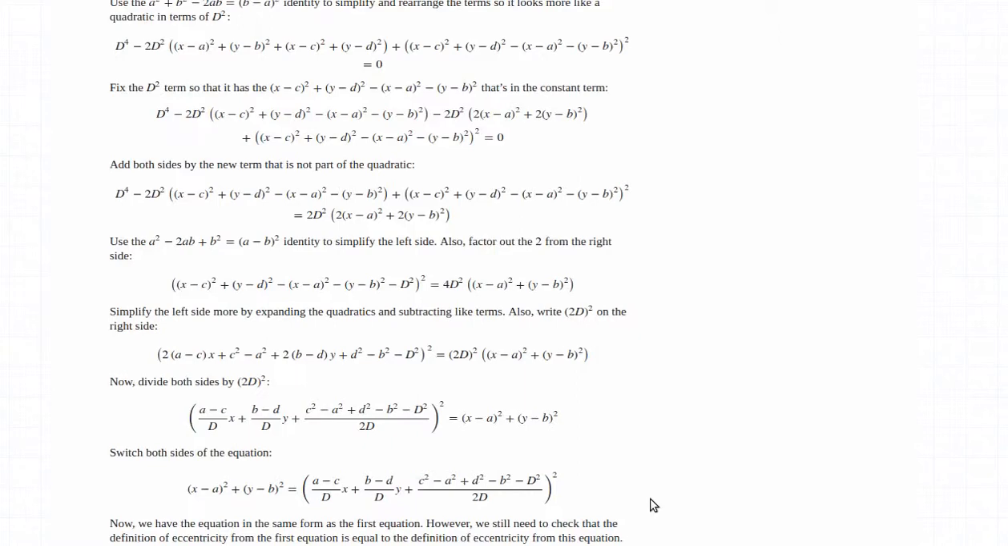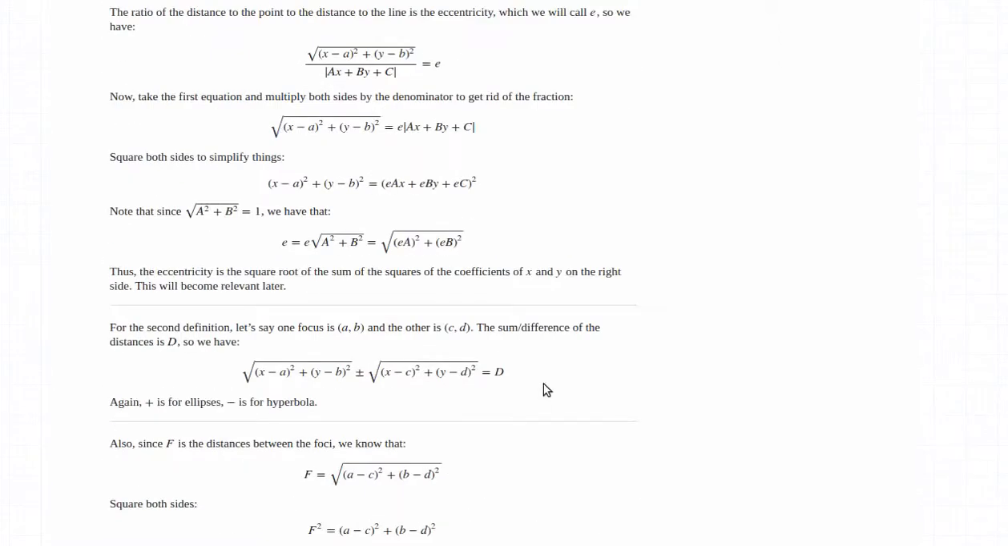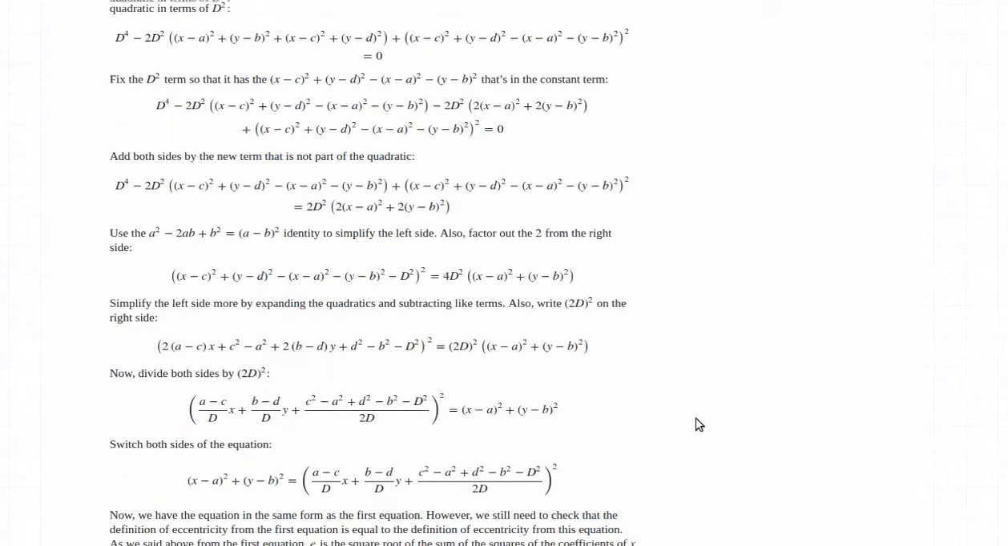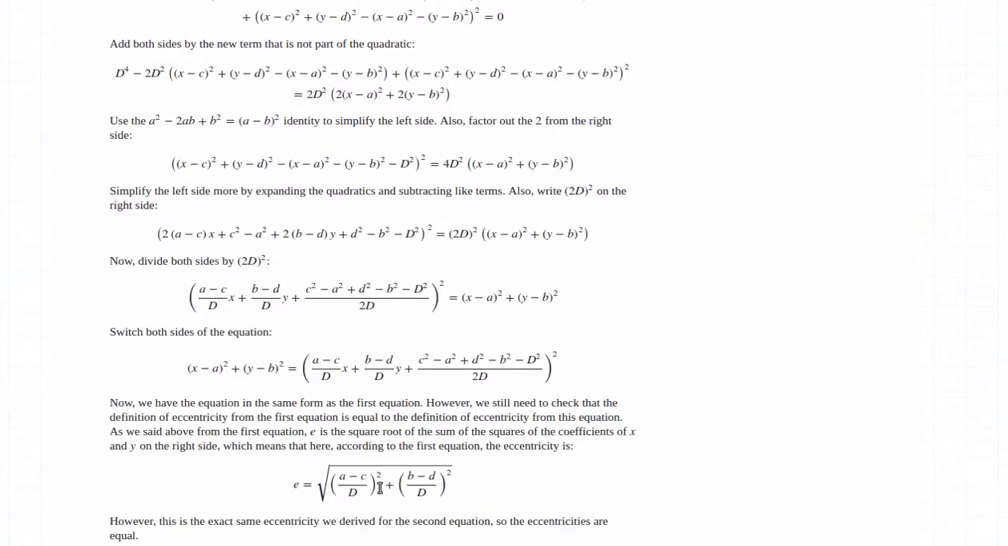Now we still need to check the eccentricities. According to the first equation, we said it was the square root of the sum of the squares of the coefficient of x and the coefficient of y. So take the coefficient of x, square it, plus the coefficient of y, squared, and square root that. That's what I'm going to do here. So square the coefficient of x, (a minus c over d) squared, square the coefficient of y, (b minus d over d) squared, plus, and square root it all.